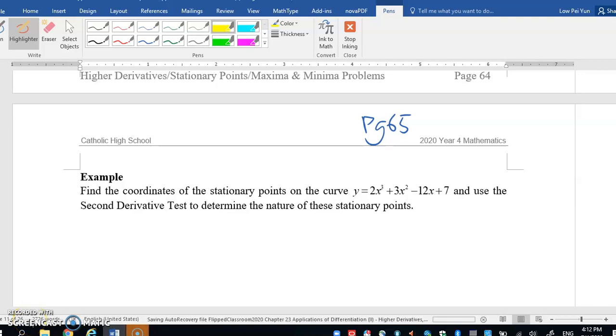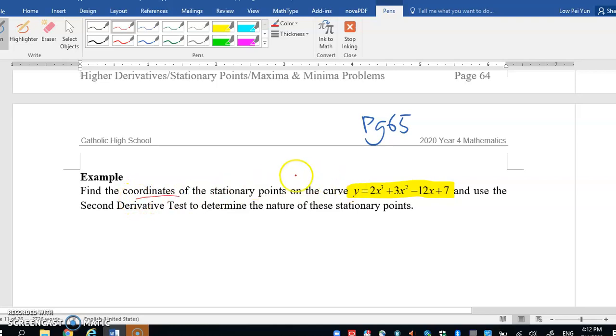Okay, now let us continue the example on page 65. Now you have this cubic function, which is y equals 2x cubed plus 3x squared minus 12x plus 7. And we have two aims. Aim number one, we need to find the coordinates of the stationary points of this cubic function. And the second aim, I need to use the second derivative test to determine the nature of these stationary points.